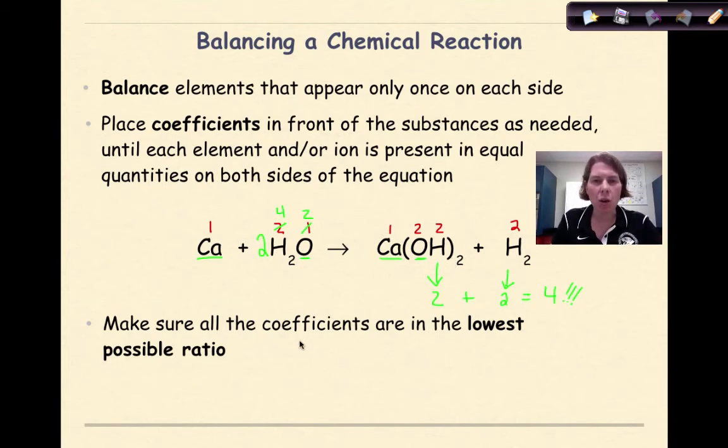The last thing that you want to do is just make sure all the coefficients are in the lowest possible ratio. So in other words, right now if I look at this, this is in a 1 to 2 to 1 to 1 ratio. If there was a coefficient of 2 to 4 to 2 to 2, I'd want to reduce that down, divide everything by 2 to get back to my 1 to 2 to 1 to 1 ratio. That's what they mean by lowest possible ratio.